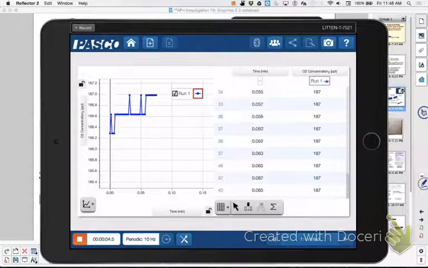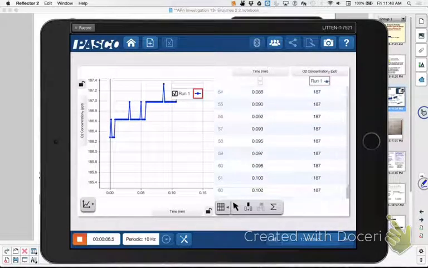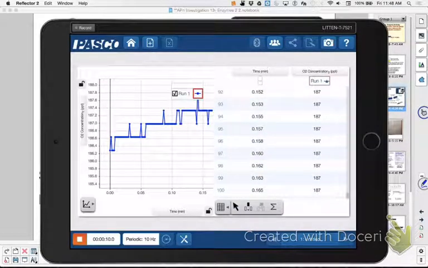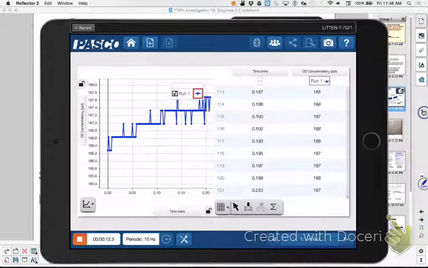And I am taking data. You don't even have to do anything. Exactly. How long do I run this data? 30 minutes. Exactly.